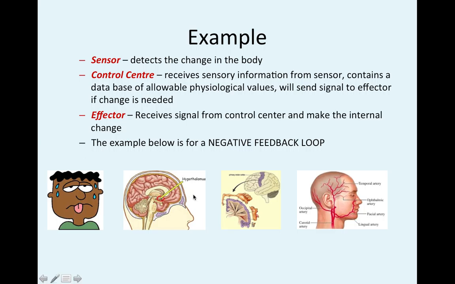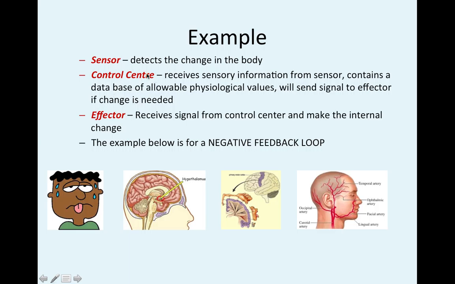So let's take an example of, say, heat. Say you get really, really hot. Your sensor, your hypothalamus, a small area inside your brain, is going to detect that your body is too hot right now. So it sends the signal to the control center and says, oh, the body is right now 40 degrees. The sensor doesn't determine that it's too hot. It just sends the signal that the body is 40 degrees.